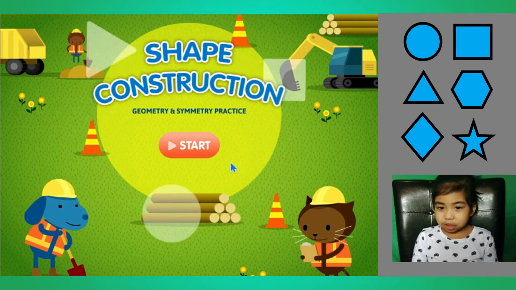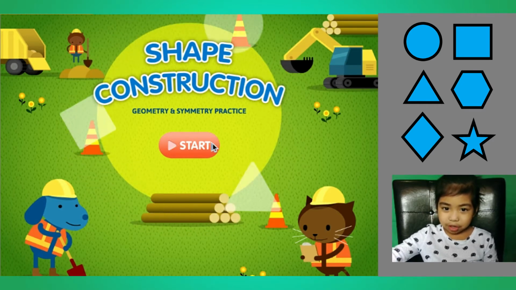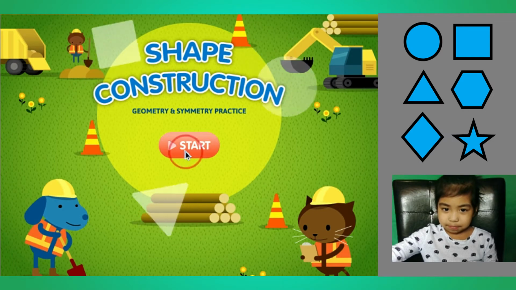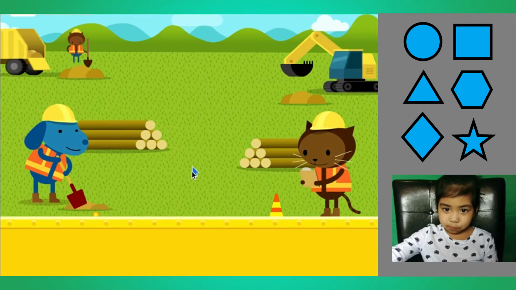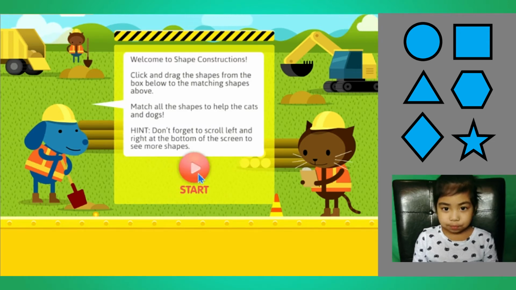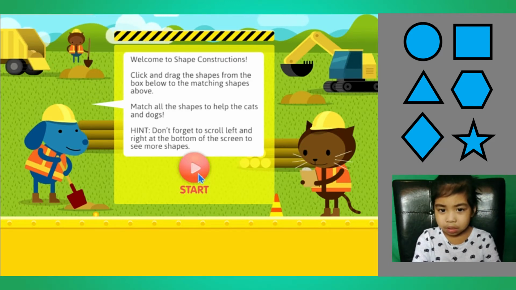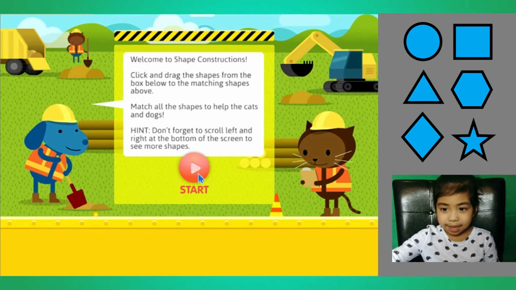Today we are going to play a game together. It's called Shapes Construction. Let's press the start button to start. Welcome to Shapes Construction! Ooh, that's nice. We can drag the shapes from the box below to the matching shapes above. Match all of the shapes to help the cats and dogs. Hint, don't forget to scroll left and right at the bottom of the screen to see more shapes. Now let's start, guys.